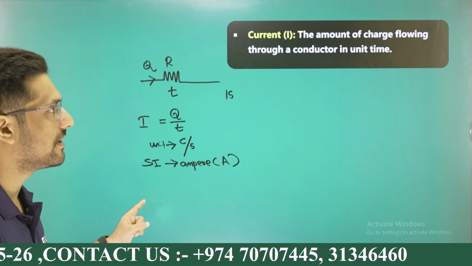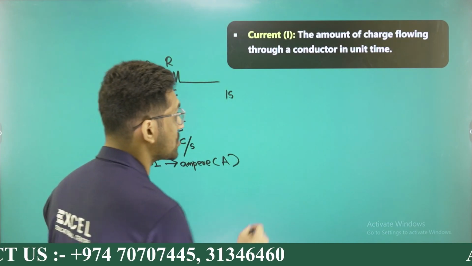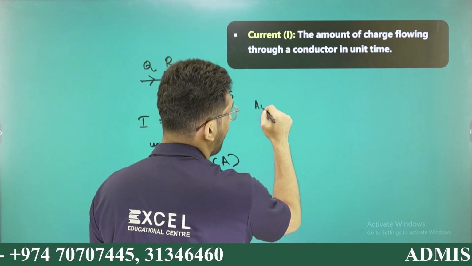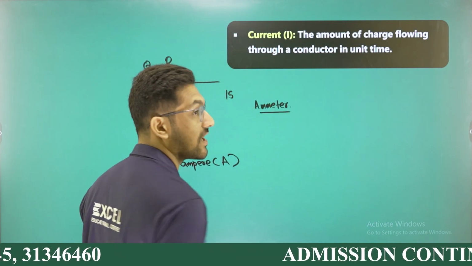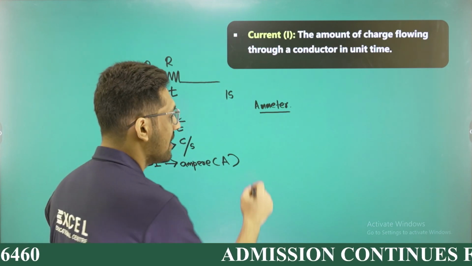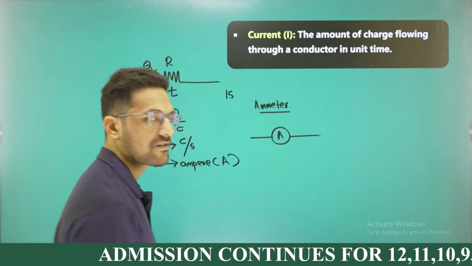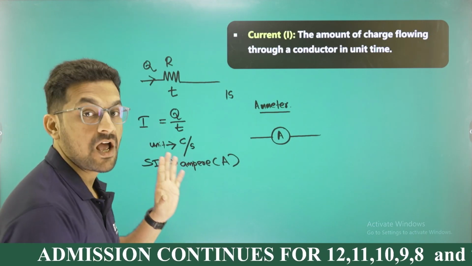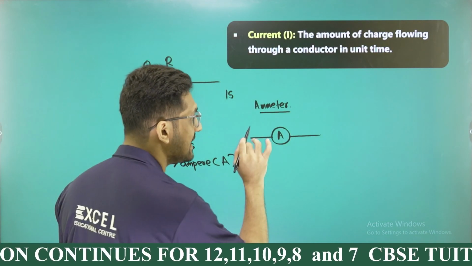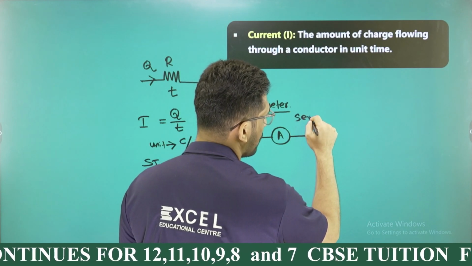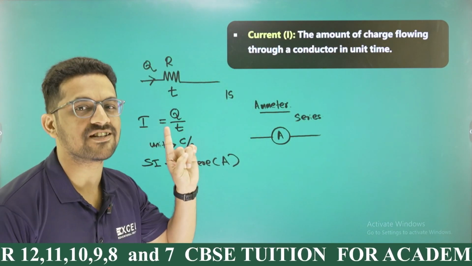With what device are you going to measure current? You can measure current using a device called ammeter. Ammeter is a device with which we can measure current. This is the symbol for ammeter in a circuit. Then the ammeter has to be connected in series in a circuit. If you want to measure the current, you have to connect the ammeter in series.